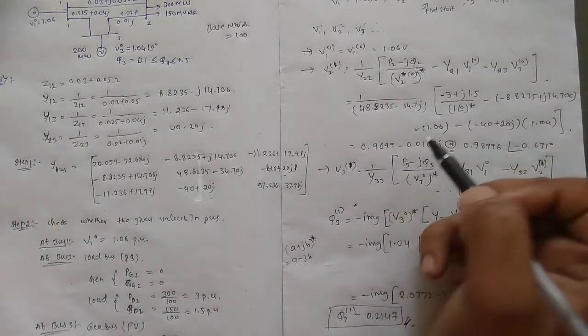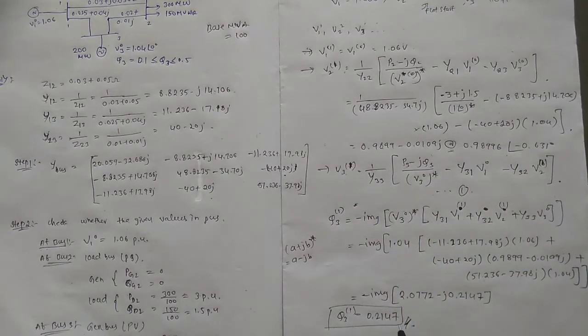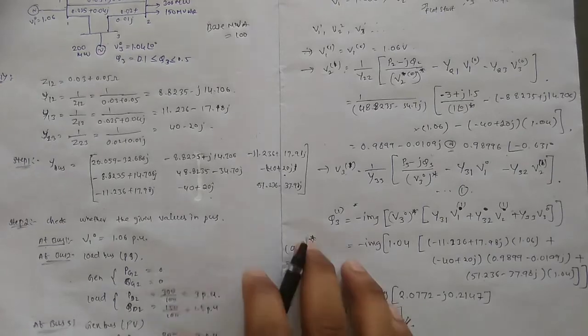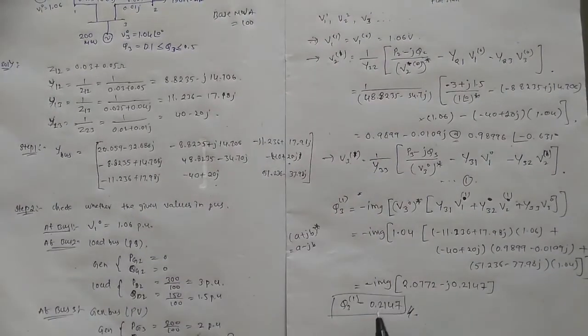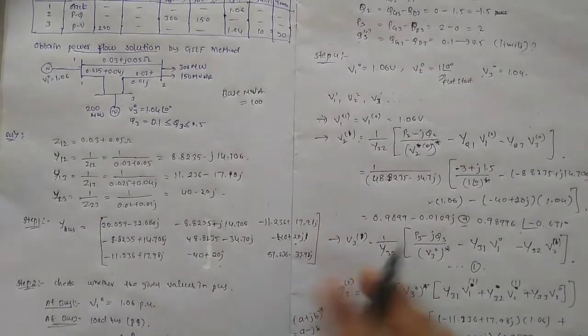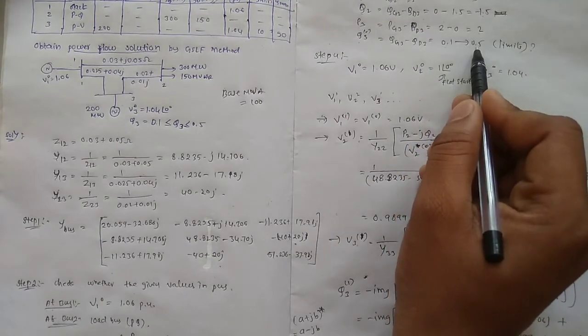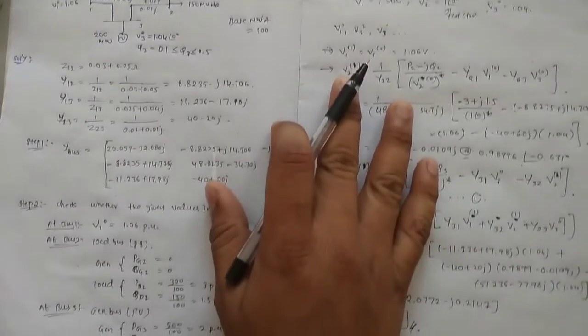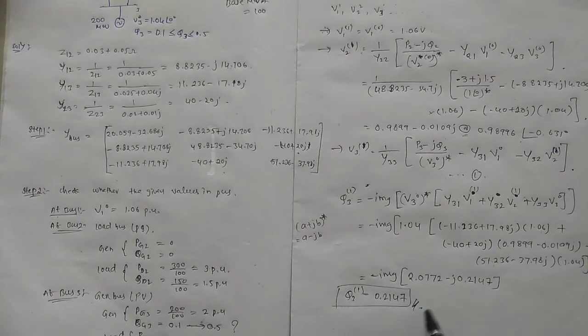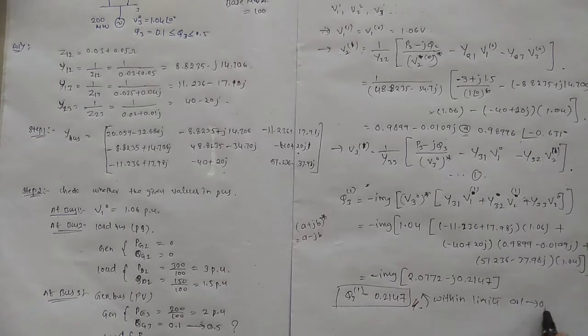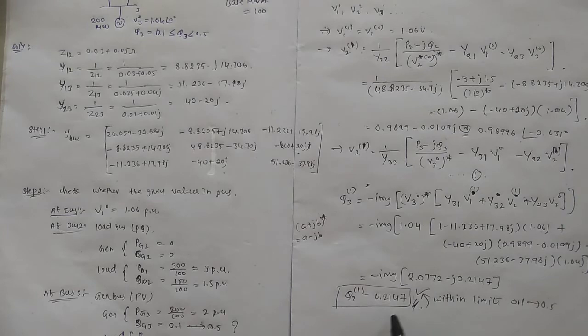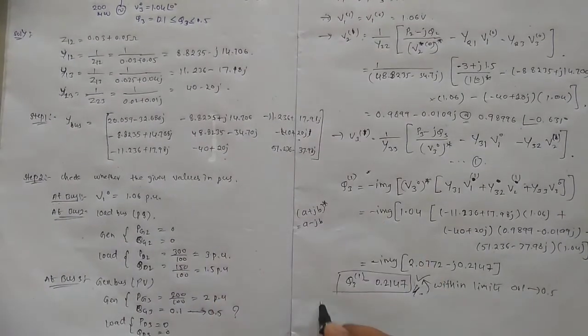Substitute these values in here, and remember that we need to check these values against the limits. Since 0.1 to 0.5 is the limit, and this value is within limits, that is 0.1 to 0.5, this value is selected.